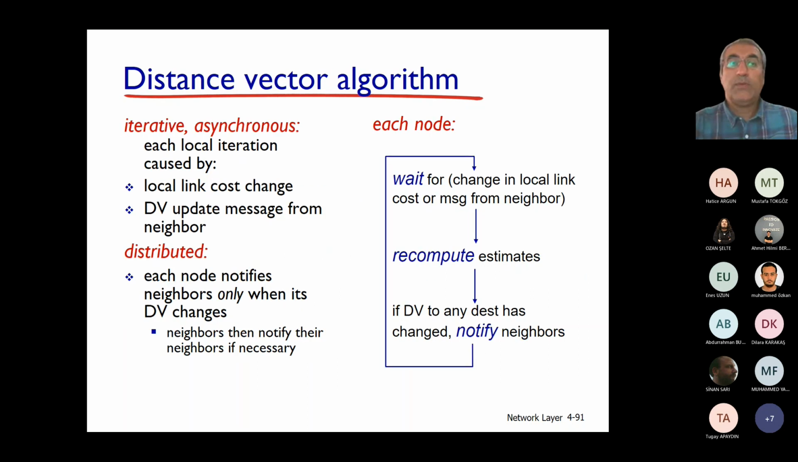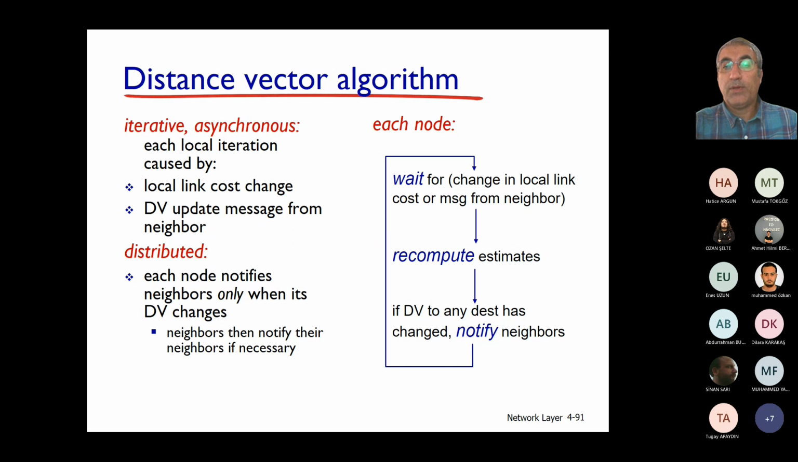So how do we do that? We can do it iteratively in a synchronous manner or in a distributed manner. Let's look at the first approach, each local iteration caused. This local iteration is caused because a local link cost change can happen, or a DV update message from a neighbor. In the distributed manner, each node notifies neighbors only when its DV changes. Neighbors then notify their neighbors if necessary.